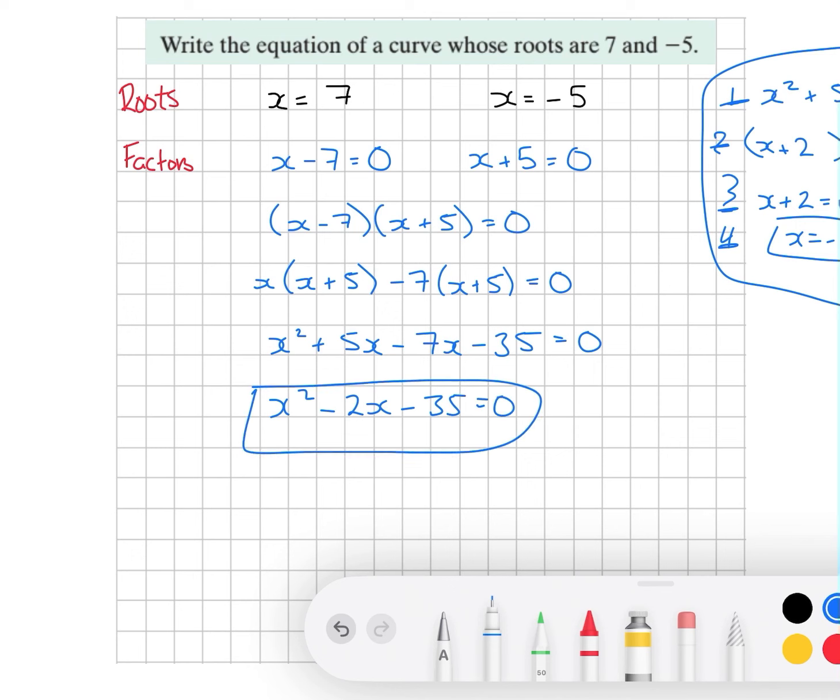So we're working backwards. If the roots of an equation are given to us, that means we've solved it for x. So your two answers are x equals and x equals. Change them to equal 0, and that gives you your factors. And if you multiply the factors together, you get 0, and then just multiply them out. So we're working backwards from solving a quadratic.